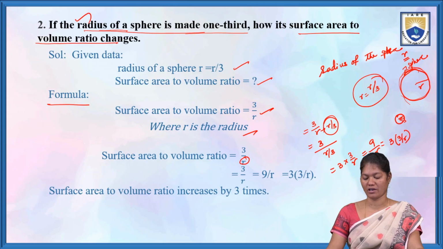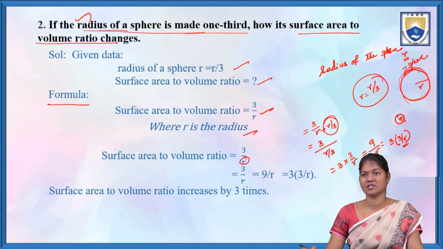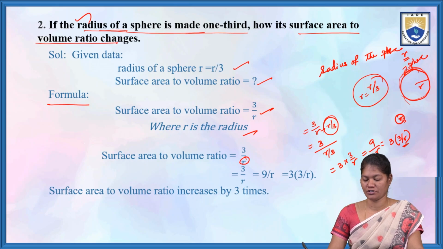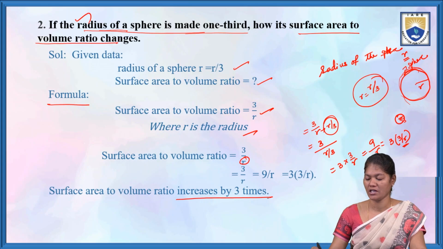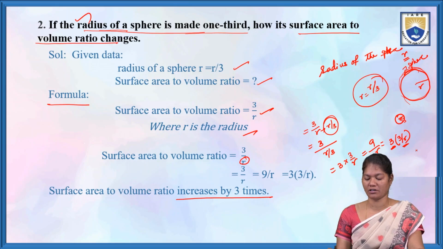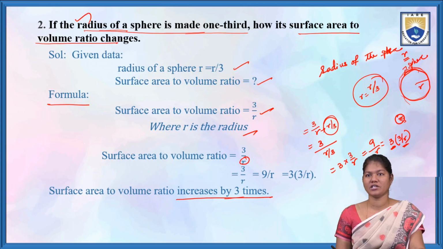3 into 3 by r. So how many times is the surface area to volume ratio increased? The surface area to volume ratio is increased by 3 times. That's why we are getting 3 into 3 by r. So the surface area to volume ratio has been changed by 3 times of increase.